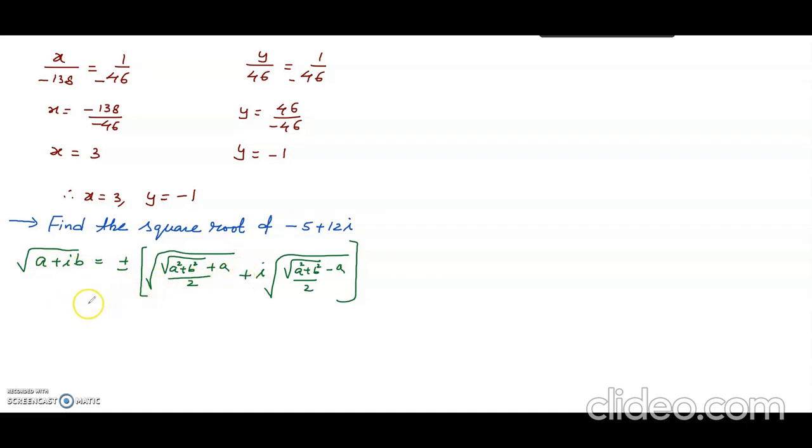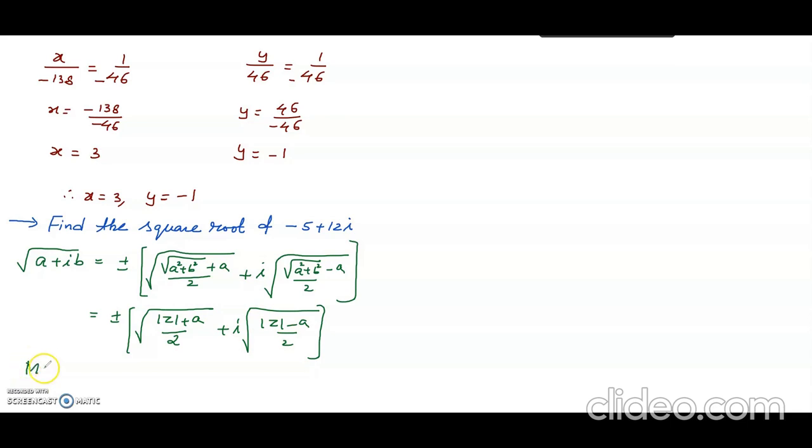This we can also write as plus or minus under root of (mod z plus a) by 2, plus i into under root of (mod z minus a) by 2. Remember, mod z is the modulus of a complex number. Mod z is equal to under root of a square plus b square. When the complex number is in the form a plus ib, we can write the modulus as under root of a square plus b square.